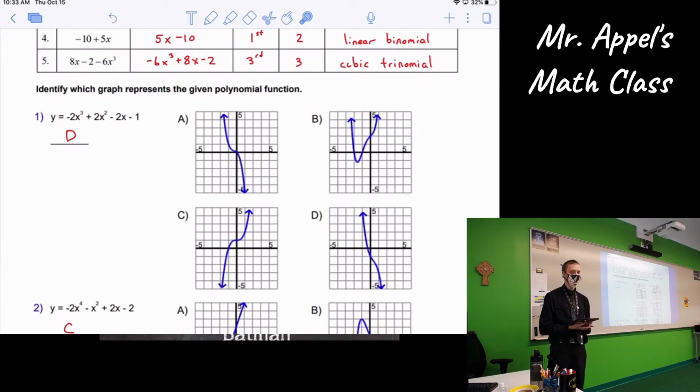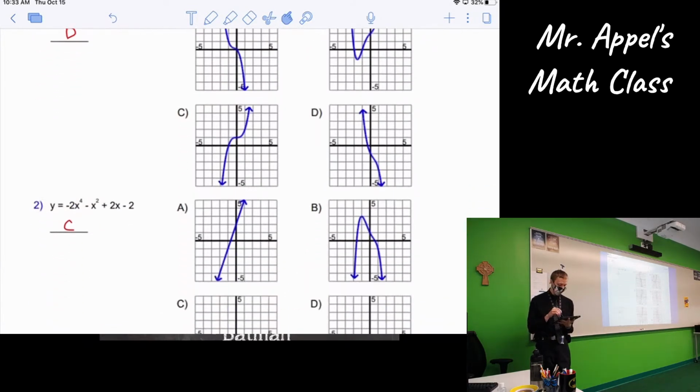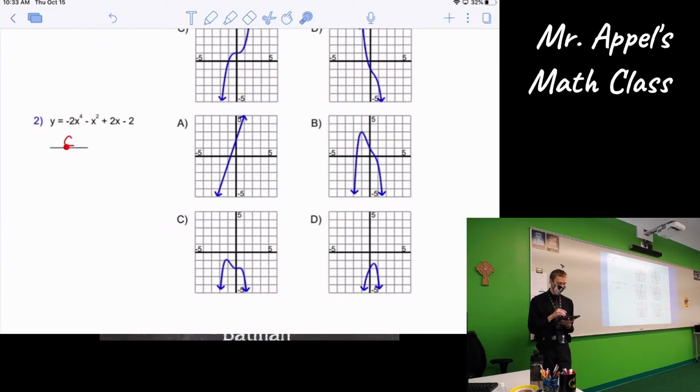All right? So there's three things to look for to find which graph it has to be. Number 1 has to be D. Number 2 has to be C. The only thing that goes same direction, both down, and has a negative y-intercept.